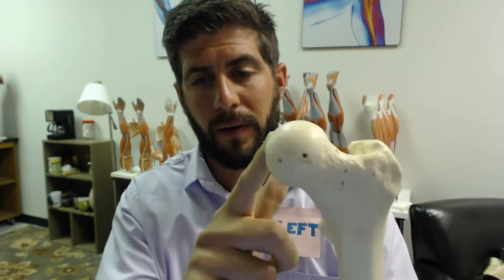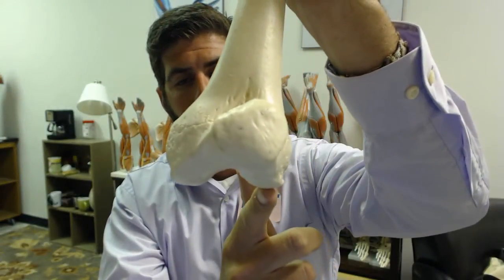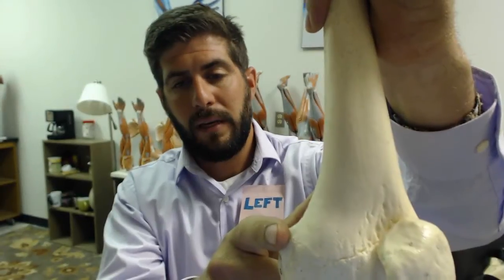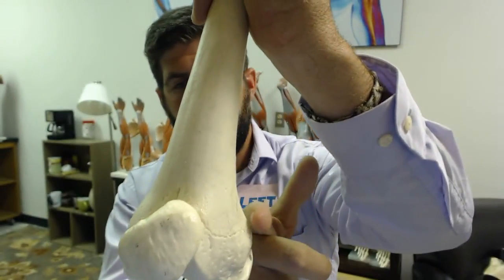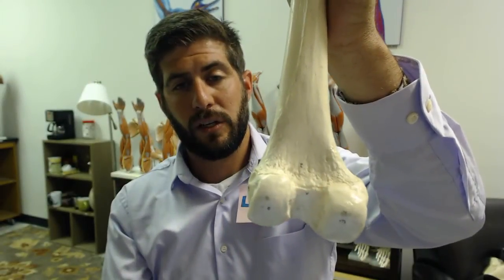We'll go over it real quick one more time. Head of the femur, Fovea Capitis. Anatomical neck, greater trochanter, lesser trochanter, intertrochanteric crest, Linea Aspera on the posterior side. And we have a medial and lateral condyle, medial and lateral epicondyle. Last one, intercondylar fossa.